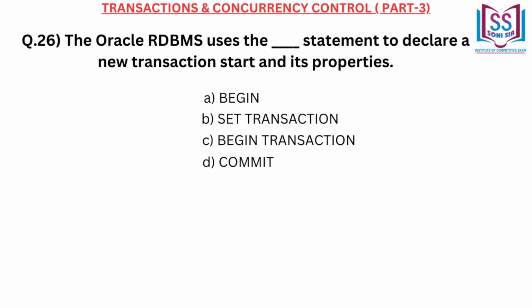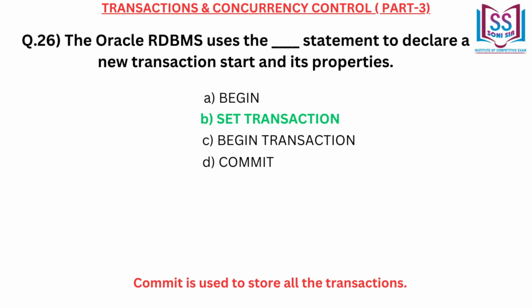The Oracle Dbms uses the dash statement to declare a new transaction start and its properties. A. Begin. B. Set transaction. C. Begin transaction. D. Commit. Correct answer B. Set transaction.